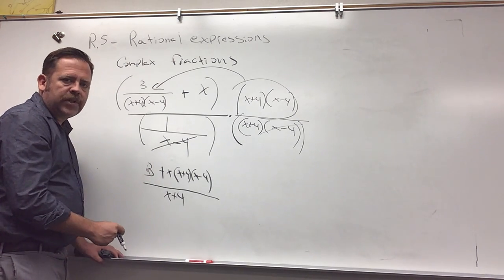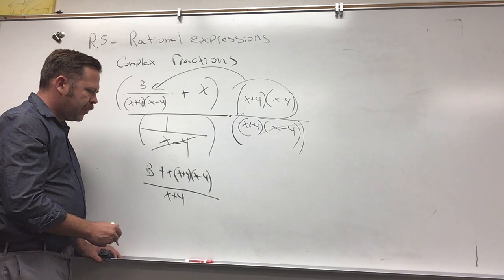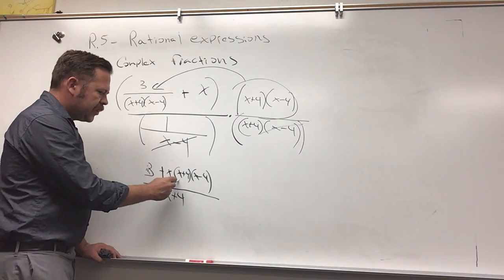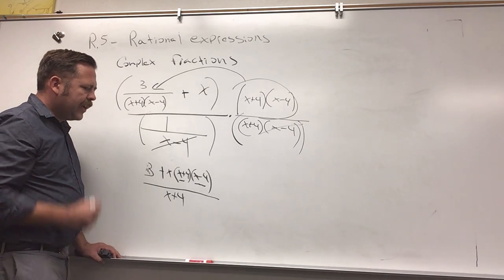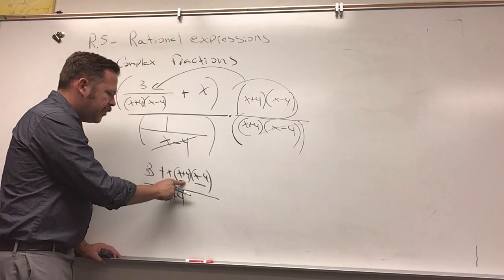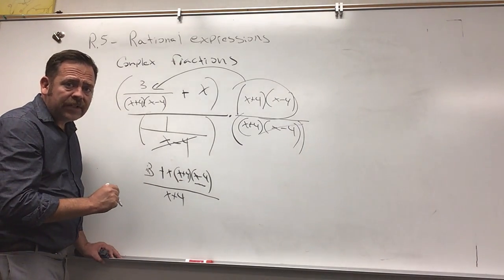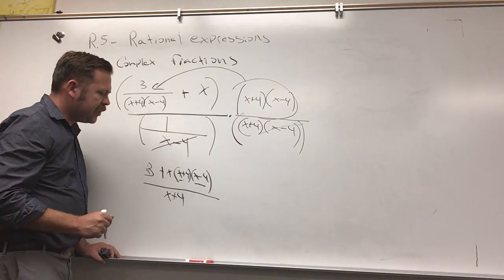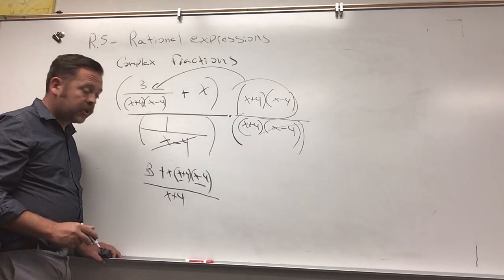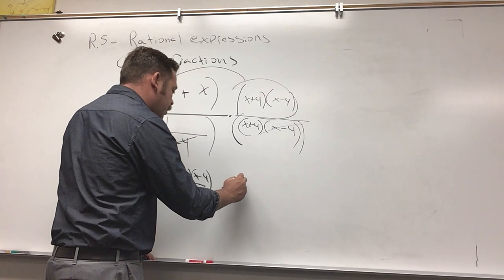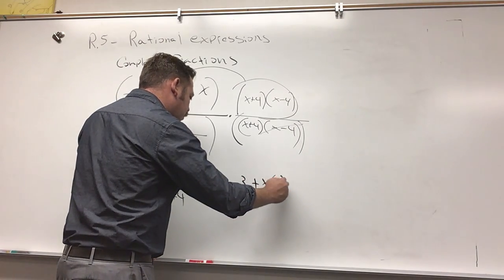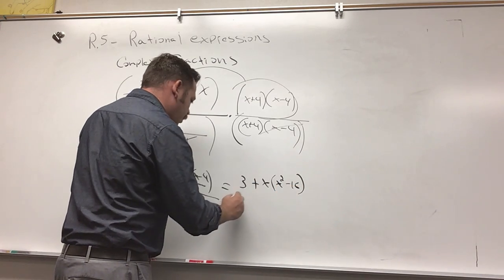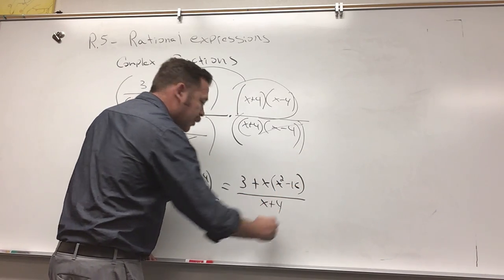Is there an order in which we should do it? Maybe something's easier than something else? Well, didn't we start with this, but in its factored form? And then wouldn't that multiply if we distribute it to x squared minus 16? Isn't x squared minus 16 the same as x plus 4, x minus 4? It certainly is. So this equals 3 plus x times x squared minus 16 over x plus 4.